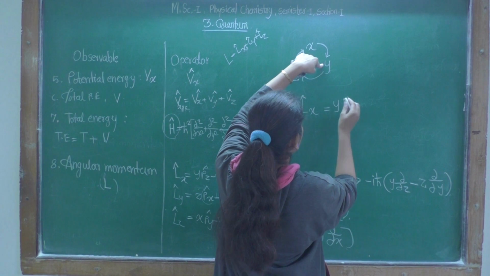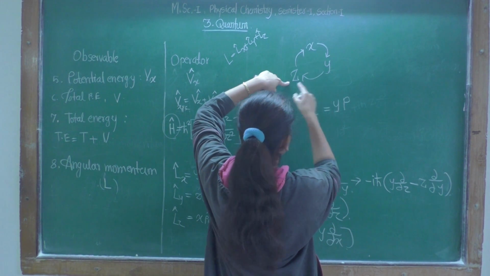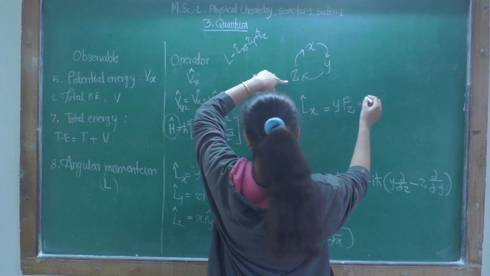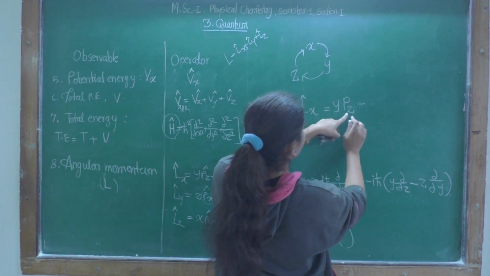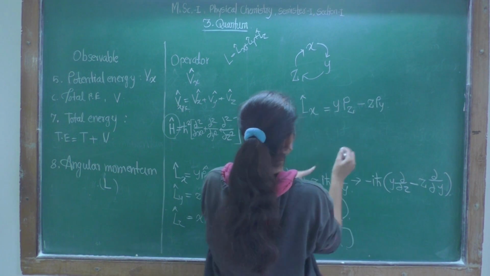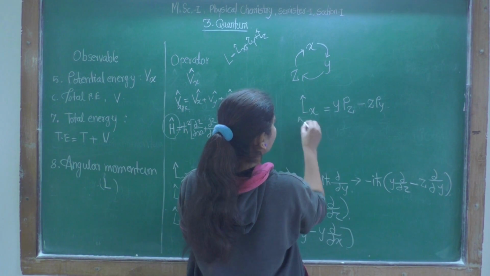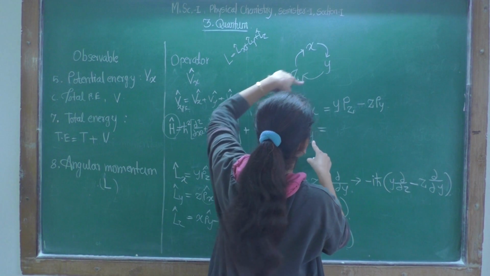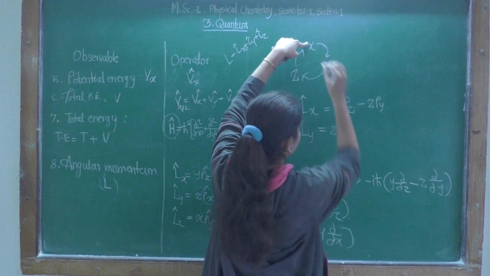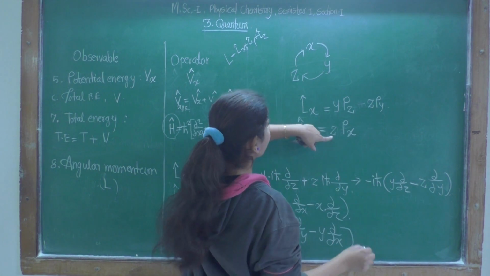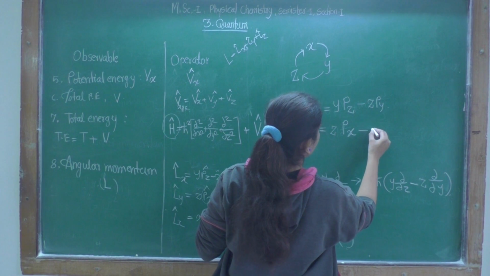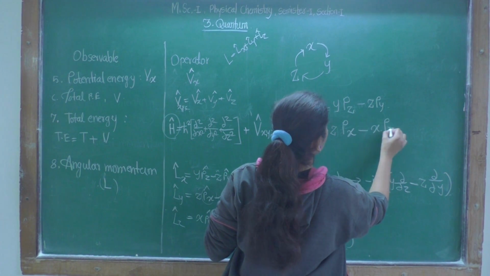Again p into z, next to it z, minus, now just flip that, z p y. Again what will be Ly? It can be written, after y there is z, so write z p x, next to z there is x, so z p x, and just flip that, x into p z.